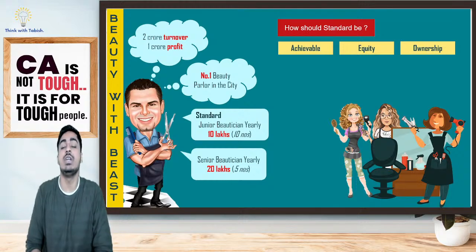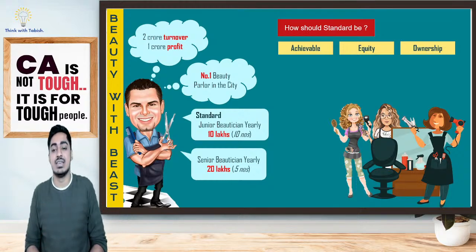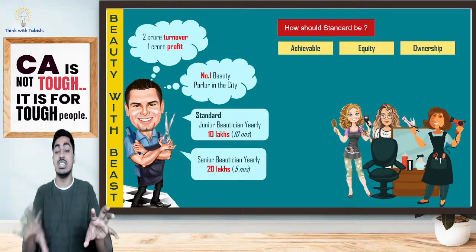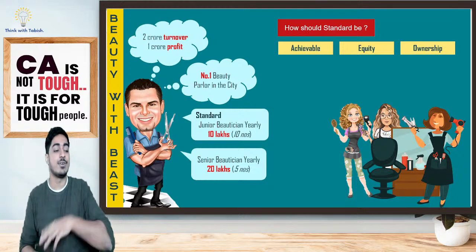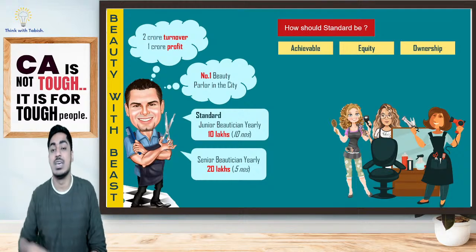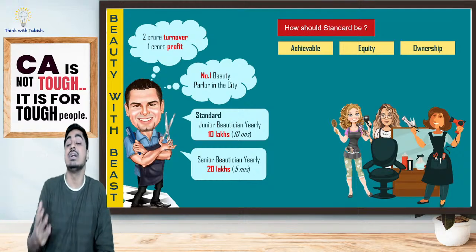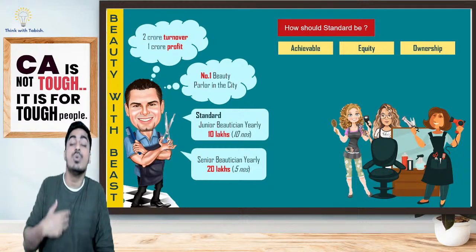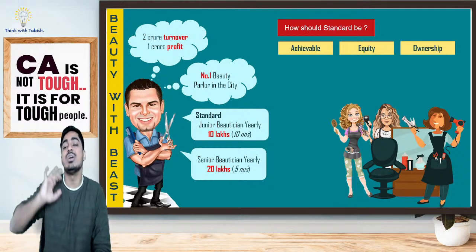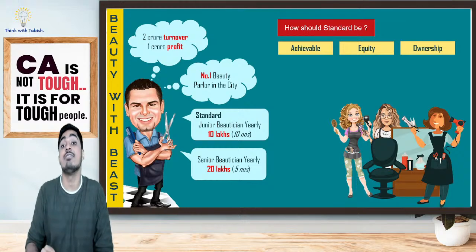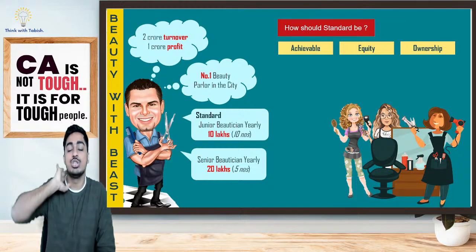Second, it should be equity. That means it should be equally challenging. Suppose for senior beauticians and junior beauticians, for both of them it should be equally challenging. It should not be that for one it is difficult and for one it is easy. And thirdly, my employees should take ownership to achieve the standards. Only then can it be achieved. If my employees are not taking ownership at all, then it can never be achieved. Is it clear?